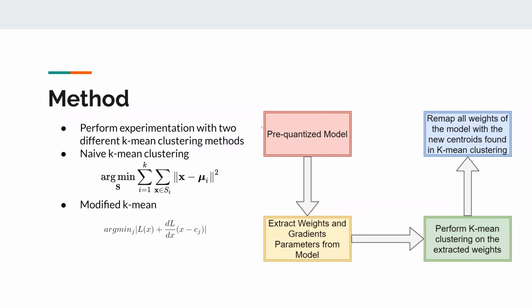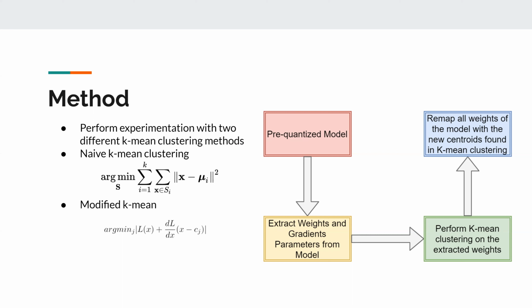The general pipeline of our quantization method is as follows. Given a neural network model, we're going to extract weight and gradient parameters from the model. Then we're going to perform k-means clustering with different loss functions on the extracted weights. In the end, we're going to remap all the weights of the model with their corresponding centroid found in k-means clustering. Since the number of centroids, in other words the value of k, is a hyperparameter that could be tuned, our group experimented with multiple possible values of k.